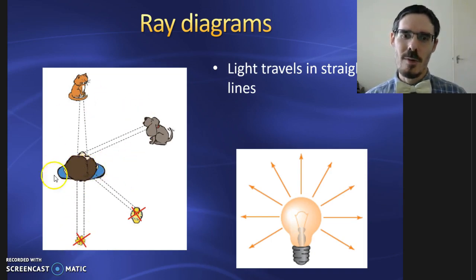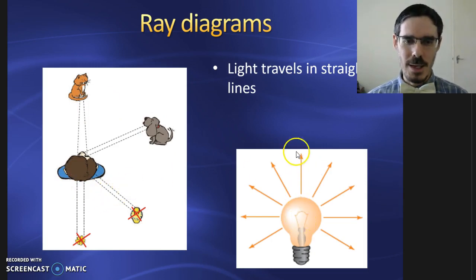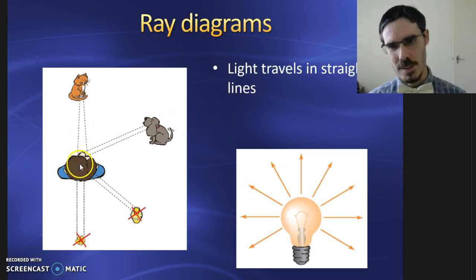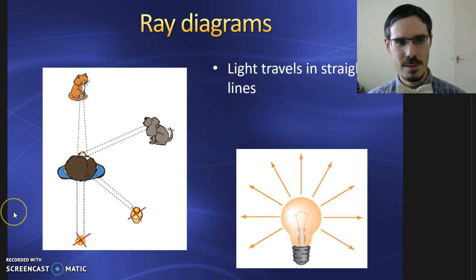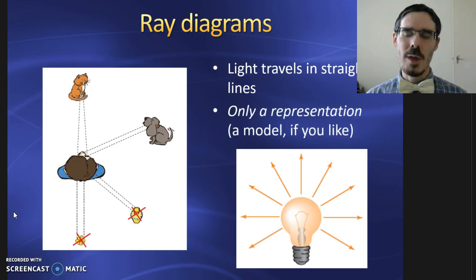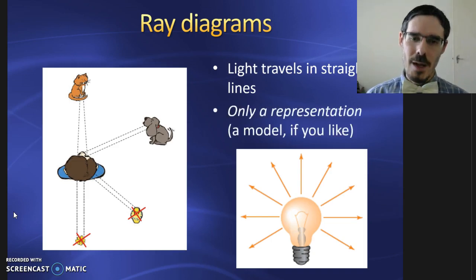So we're going to be drawing ray diagrams to work out what happens to the light as it leaves a luminous or illuminated body and travels to your eyes. That's what we're going to be studying. We have to remember that our ray diagrams are only a representation. They're a model to help us figure out exactly what's going on.